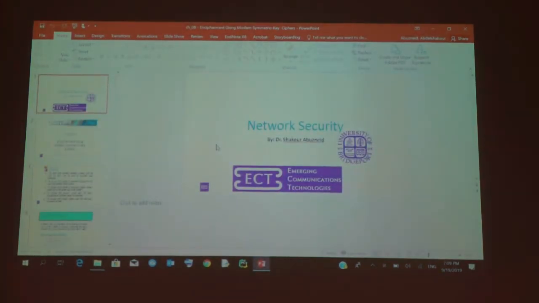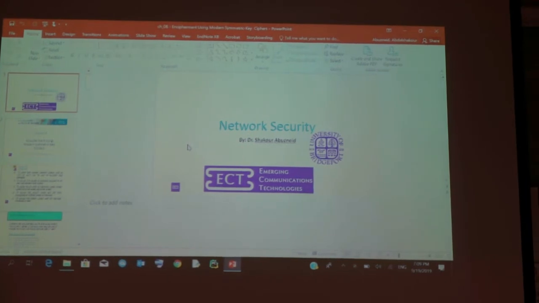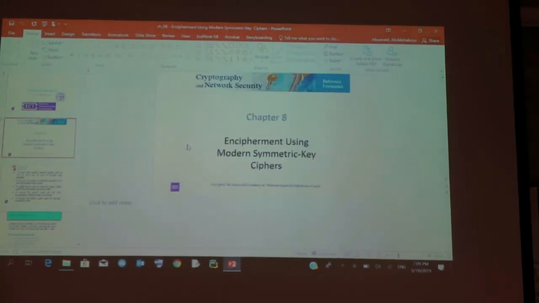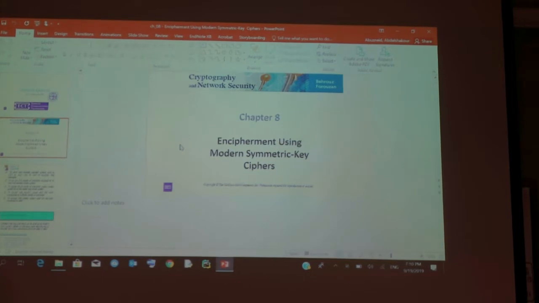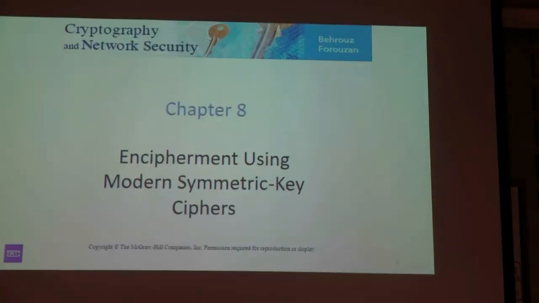And we'll come to talk about the modern symmetric key ciphers. So let's talk about the modern symmetric key ciphers.